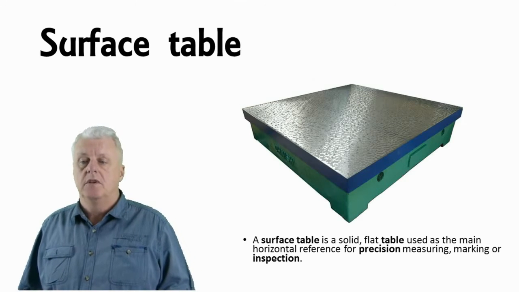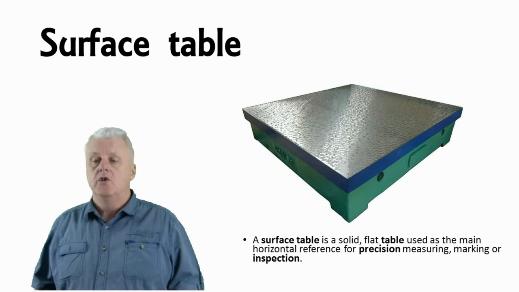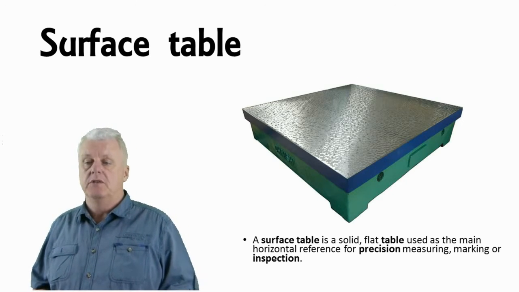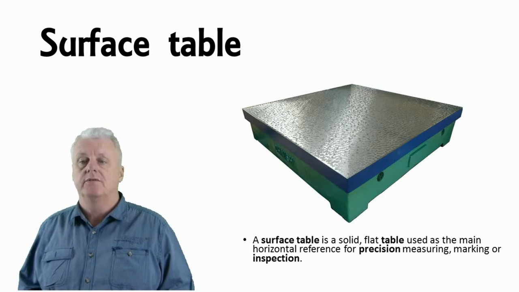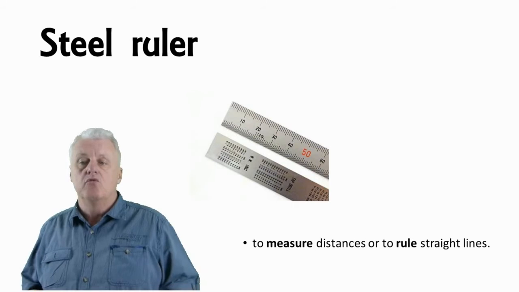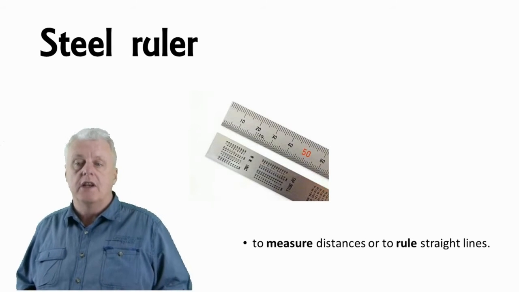Surface table. A surface table is a solid, flat table used as the main horizontal reference for precision measurement, marking or inspection. Steel ruler. Steel rulers are to measure distances or to rule straight lines.